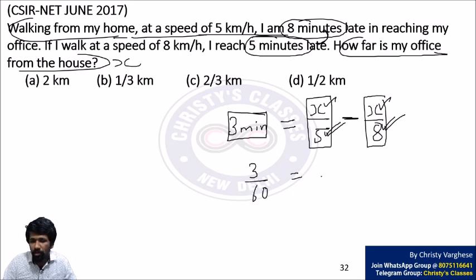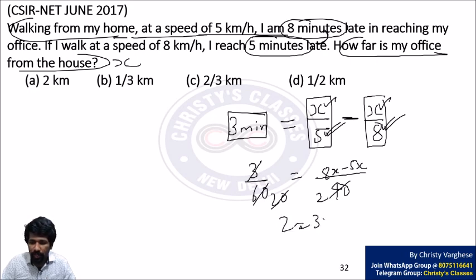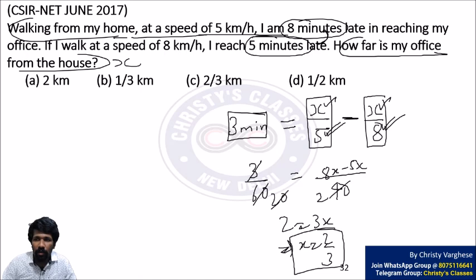3 by 60 equals, you have to take the LCM here, 40, so (8x minus 5x) by 40. 8x minus 5x is 3x. Here 3 and 60 cancel to 20, and 40 and 20 cancel to 2. So you will get 2 is equal to 3x, which means x is equal to 2 by 3. The question is asking for x itself: how far is my office from my house? 2 by 3 kilometer. Option C is the answer.